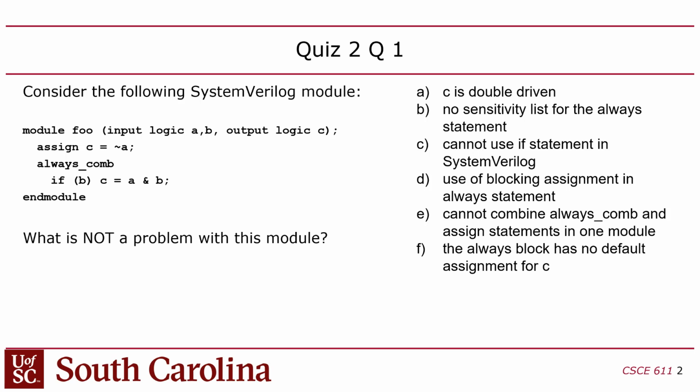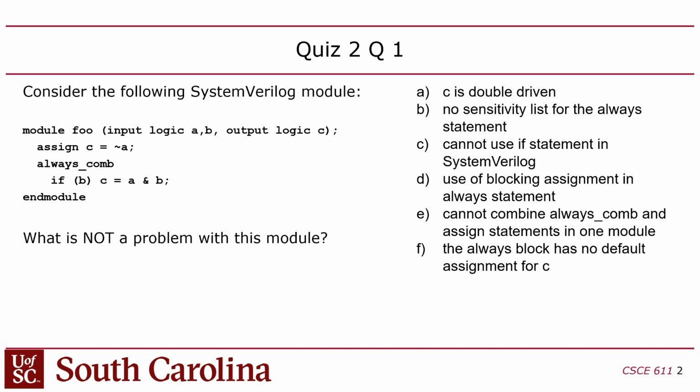D says use of a blocking assignment in an always statement. Well, a blocking assignment is just a single equal sign, and yeah, that's fine. That's not a problem. You can use a blocking or a non-blocking assignment statement in an always. If you're doing combinational logic, which is what this is, you should use a blocking assignment statement. E is cannot combine always_comb and assign statement in one module. Sure, that's not a problem. So if you answered E, that should be correct as well.